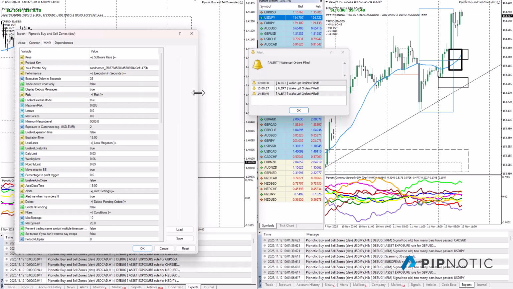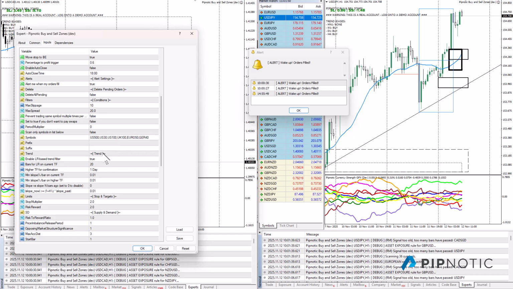Move it over here. So here what we have is some modifications. We have the trend, and this is enabled. We're looking at the 20 period moving average on the daily chart, and we're looking for a slope increase or decrease of 1%.